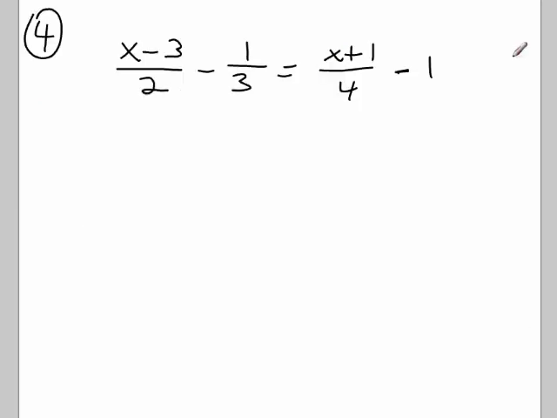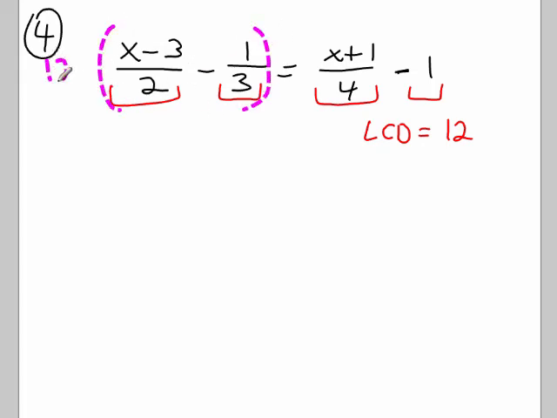Alright, let's solve one more monster problem. And we have one chunk separated by a minus sign, 2 terms, 3 terms, 4 terms here. And so my lowest common denominator amongst all my fractions, I have to identify that because I want to multiply both sides by a number that will eliminate fractions. The magic number is going to be 12. So I'm going to multiply both sides of the equation by 12.